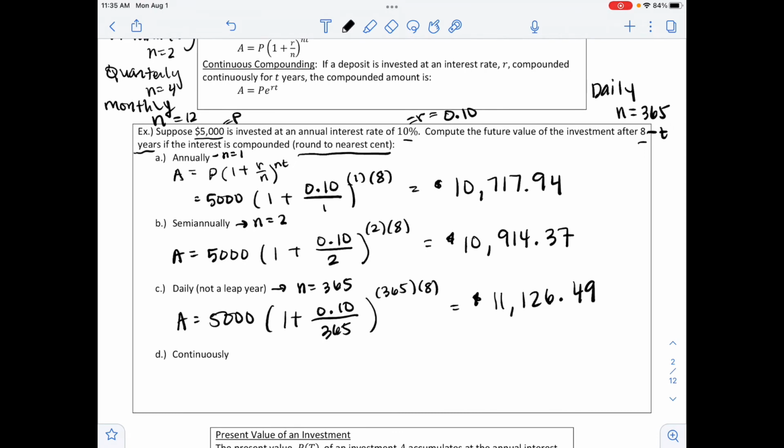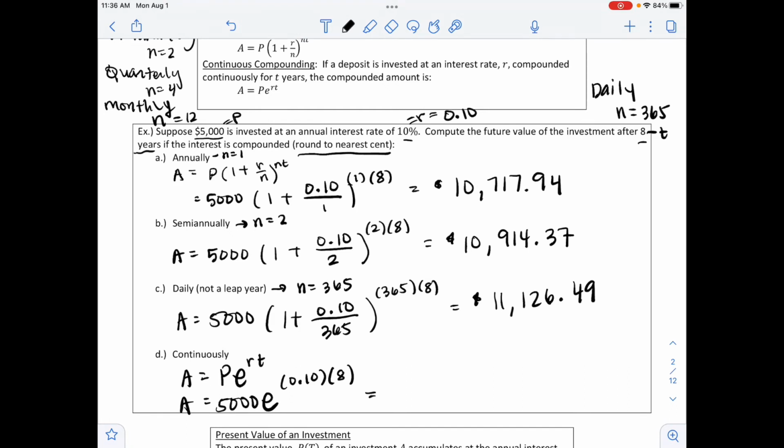Part D says continuous, and this time we have to use our continuous compounding formula. Writing that down from up above, it's A equals Pe to the RT power. A lot of students remember this as just saying PERT. And so P again is going to be our $5,000. R is equal to our rate, which is 0.10, and time here is 8.